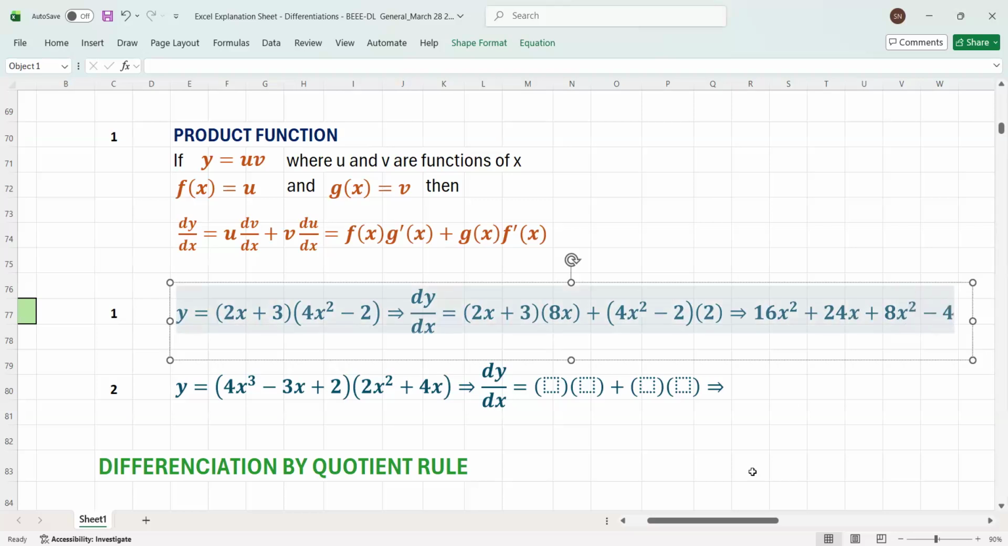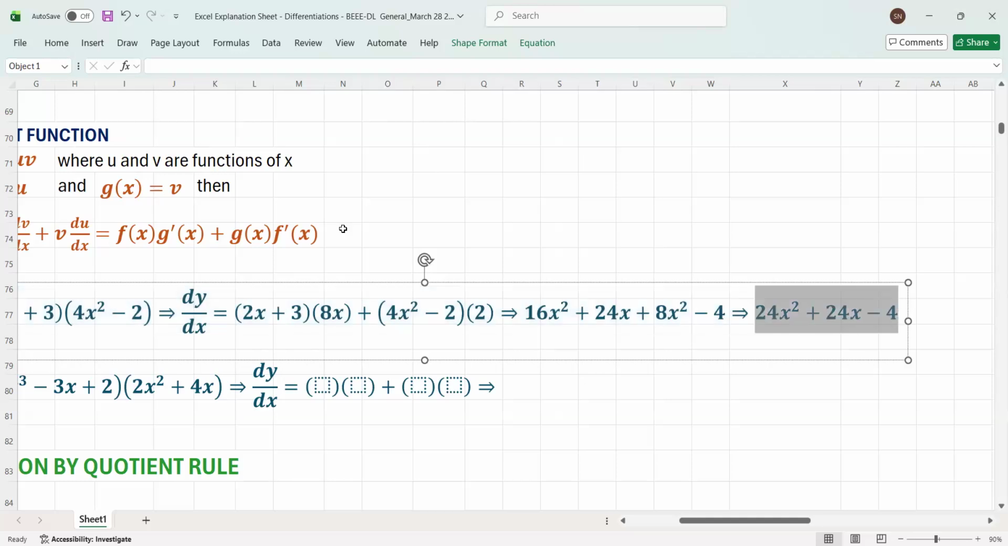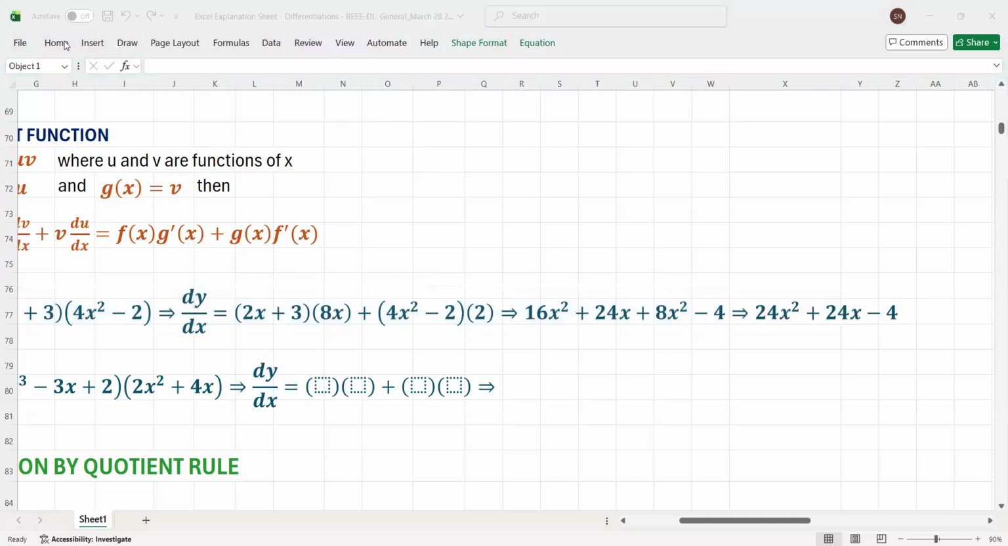Okay, so we can continue and group like terms, simplify, and do all those things. Okay, so 16x squared plus 8x squared, 16 plus 8. Is it not 24? So that gives us 24x raised to the power 2. And then for the x term, we are going to get 24x. And then the constant term is going to be minus 4. Okay, so that will be our final answer at the end. This will be the result when we use the product rule to do this.